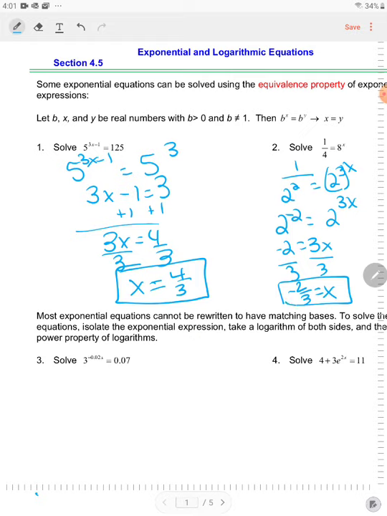Then if we want to check it, we can go ahead and substitute it in on our graphing calculator. I plugged it in for x. I got 0.25, and I can convert it to a fraction of 1/4.